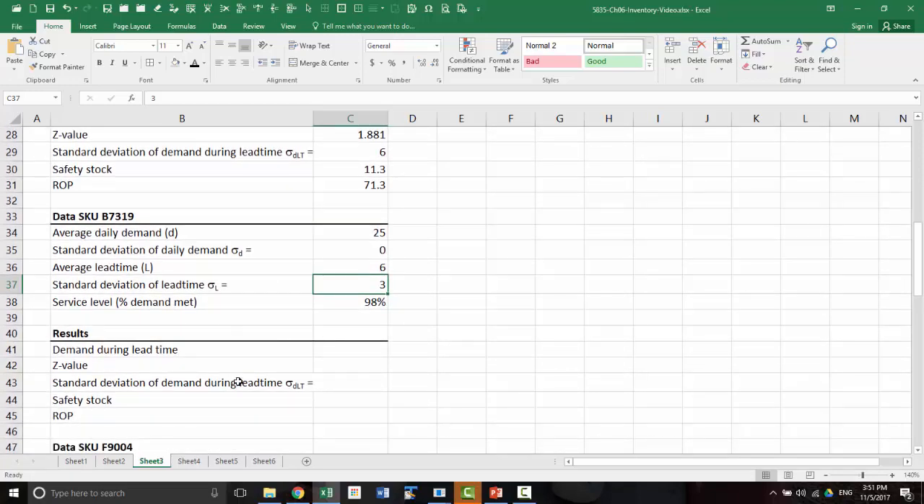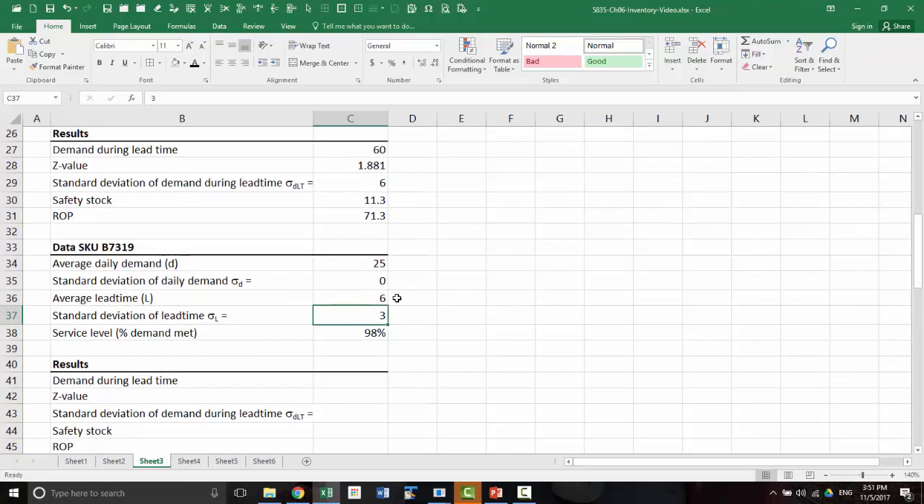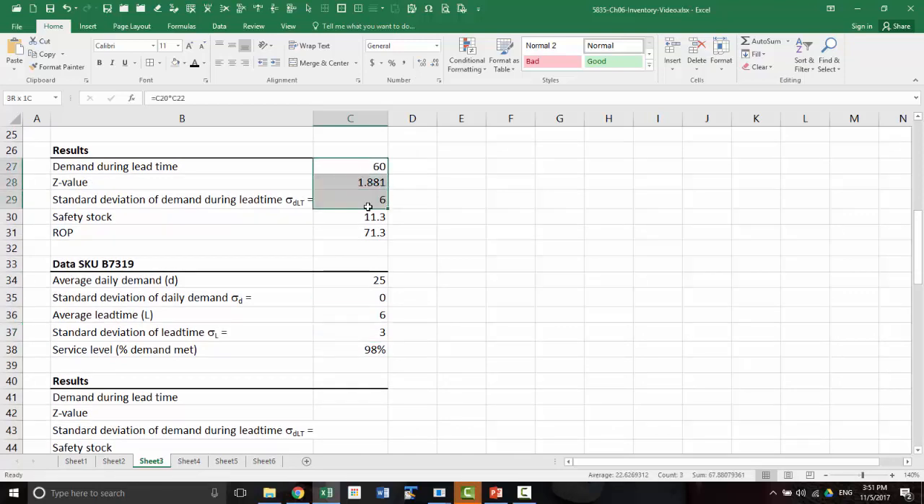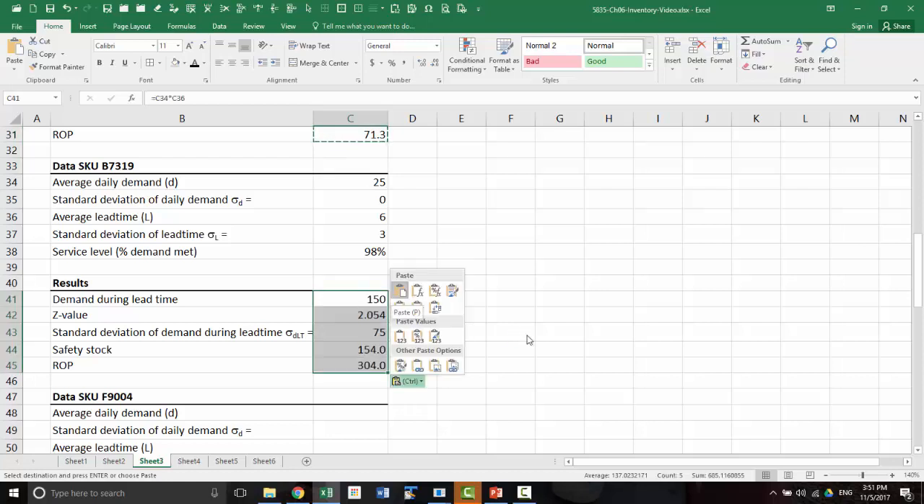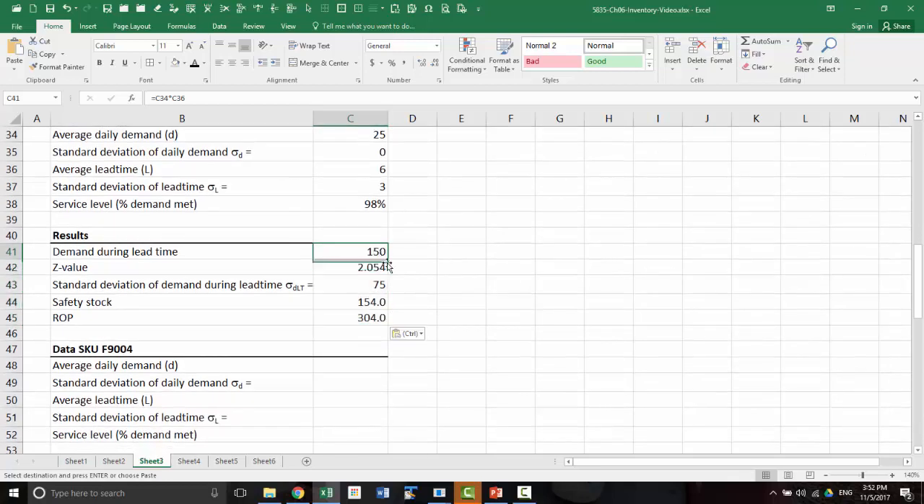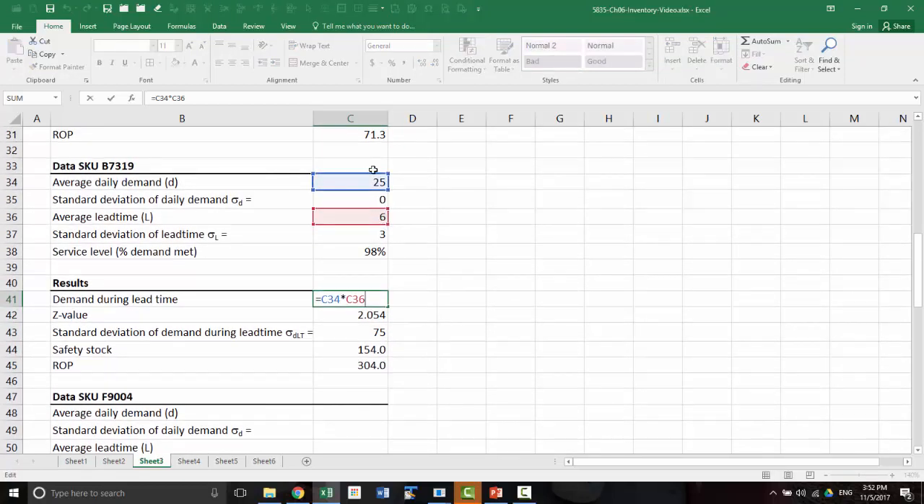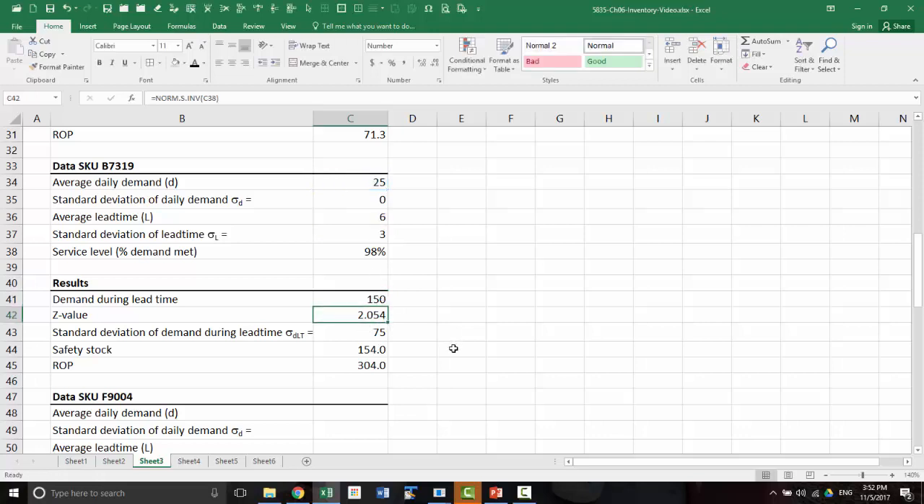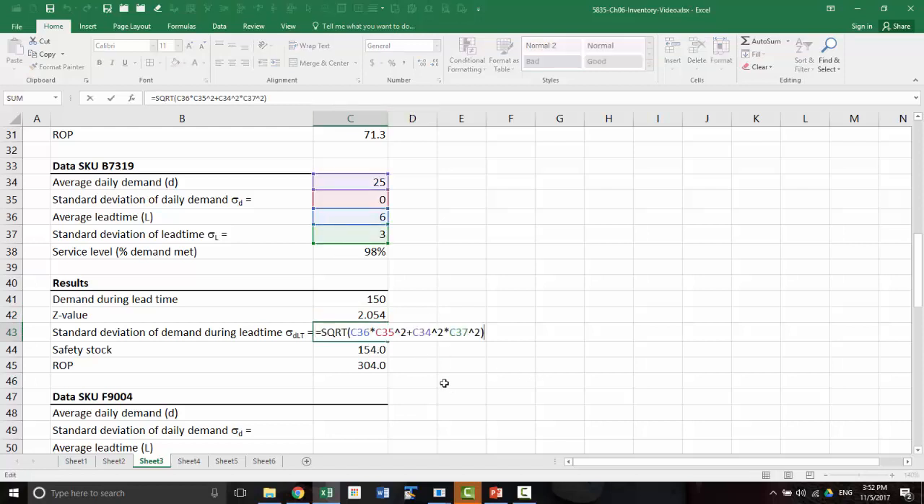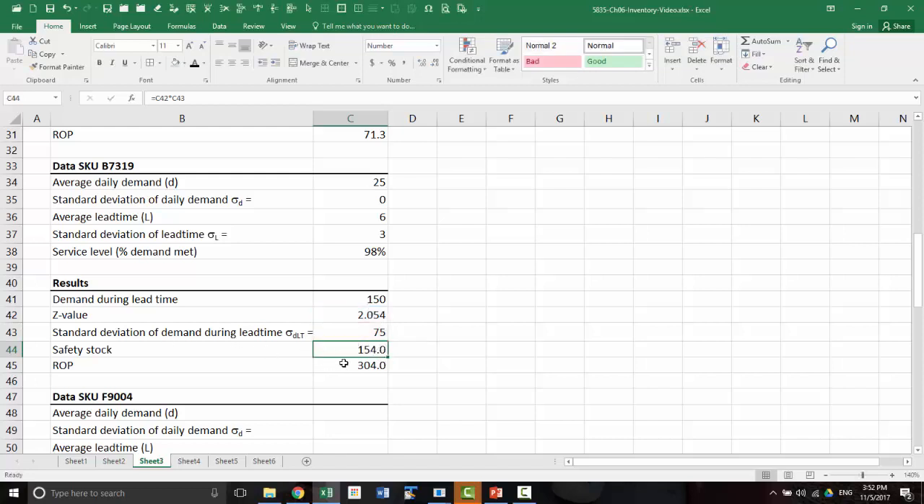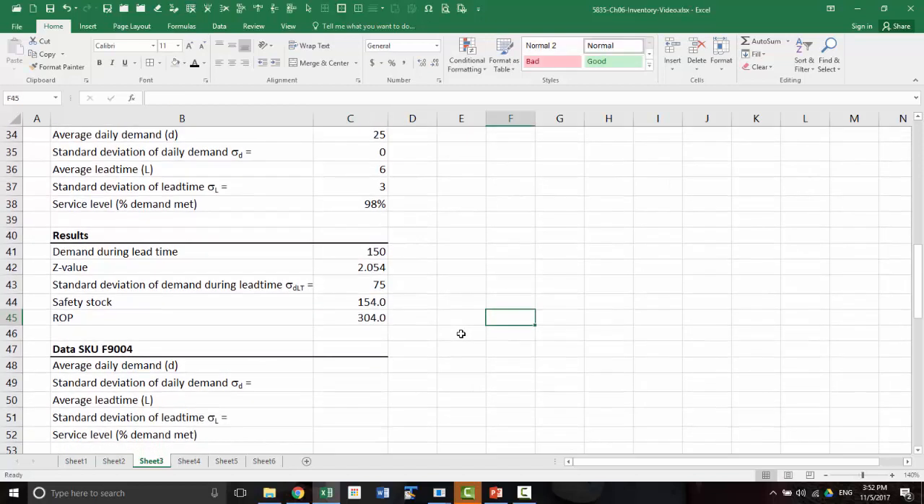Since the relative positions of the formulas are the same, we can actually copy and paste them, and we will have the answer. So this is D times L, and then the Z value, just to be sure that everything is okay. All right, that's our standard deviation, and then Z times standard deviation gives the safety stock, and that plus that will give you the reorder point.